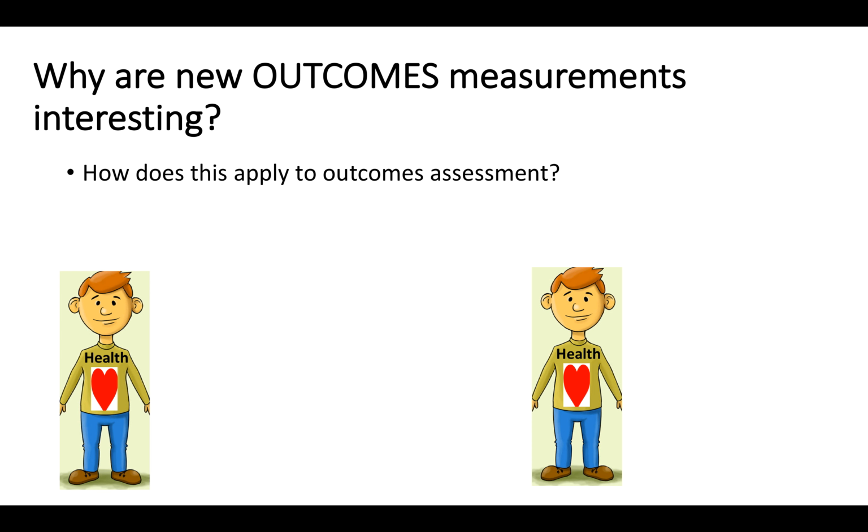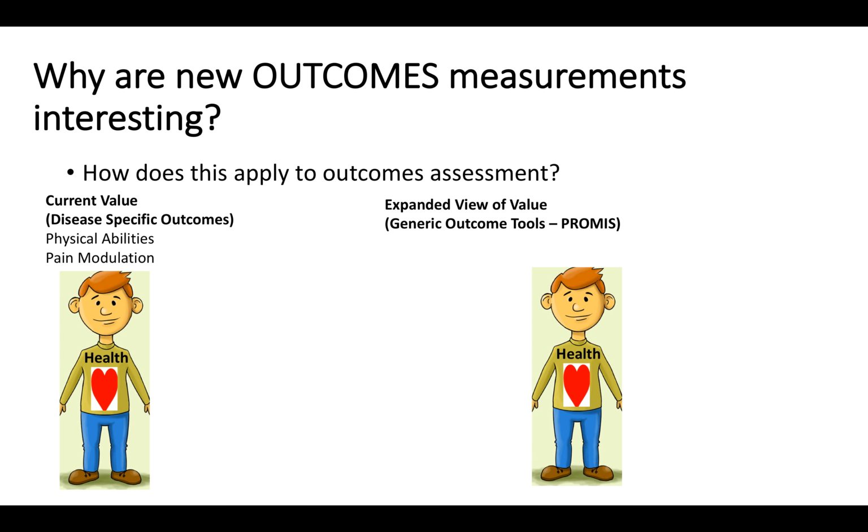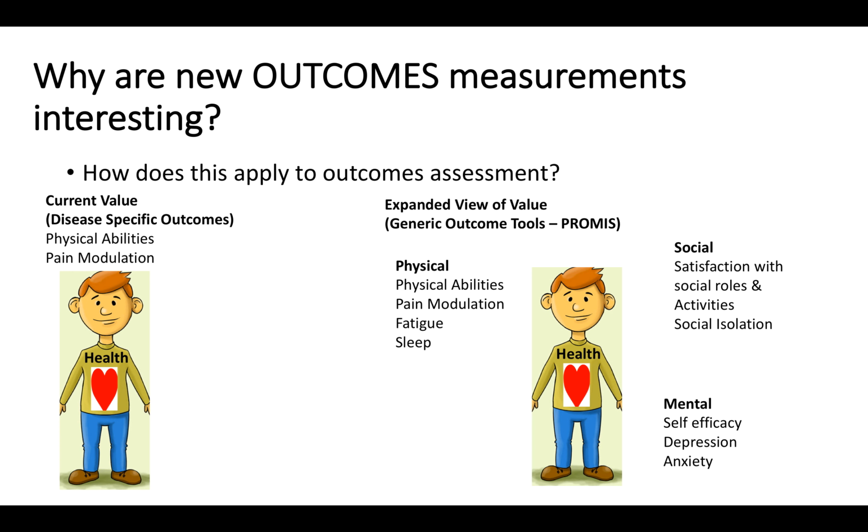If we think about how our outcomes define the value that we contribute to healthcare, current measures focus on disease-specific outcomes associated with physical abilities and pain. So providers and insurers see us as bringing this value to healthcare. By expanding our sense or measure of outcome, or what we assess, and using generic outcomes, we can capture physical, social, and mental aspects of health and measure what kind of effects we can have on these aspects of health and expand our current influence on how we impact healthcare.